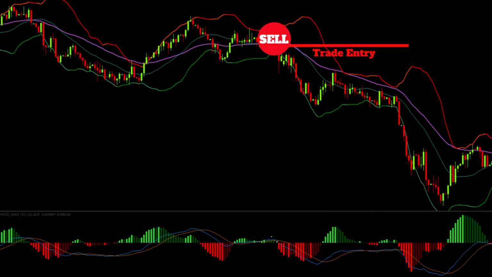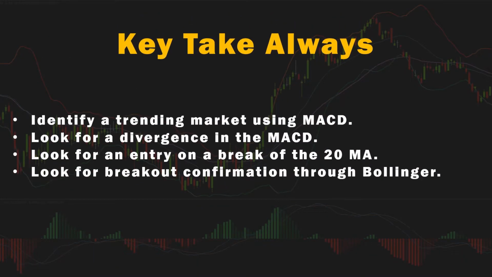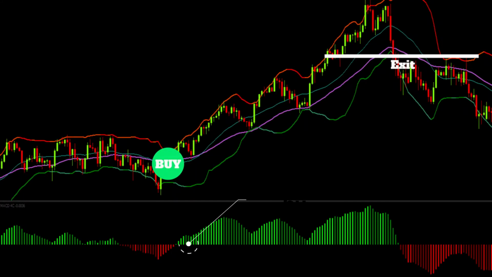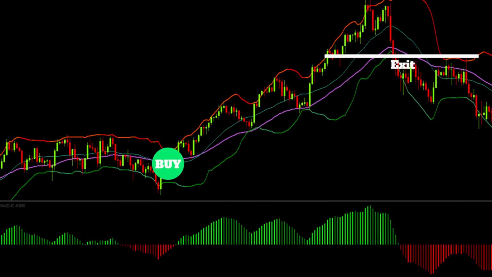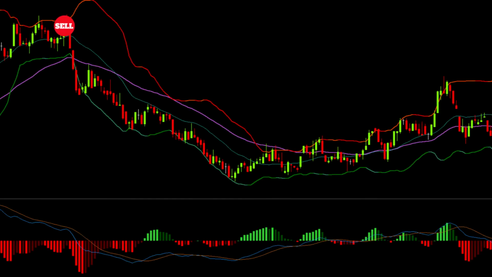It offers a level of market predictive accuracy that is difficult to achieve with other indicators. Bollinger Bands can be used as a tool to look for trading opportunities in the market. A trader should consider the following steps when using this tool. Identify a trending market using MACD. Look for a divergence in the MACD, which indicates a potential breakout. Look for an entry on a break of the 20 moving average or trend line. Look for breakout confirmation through Bollinger Bands breakouts with increasing volatility and increasing momentum.